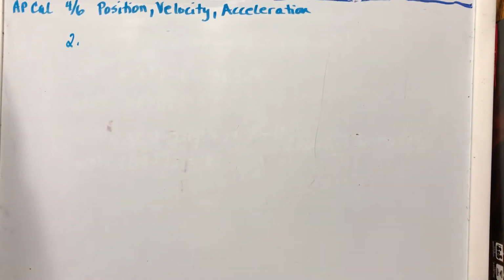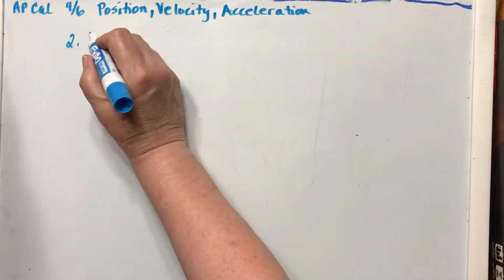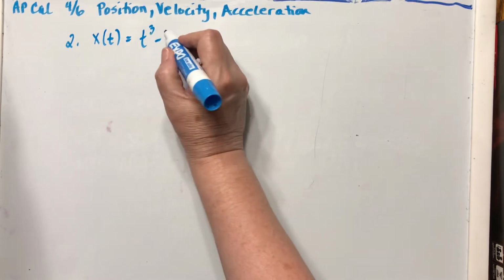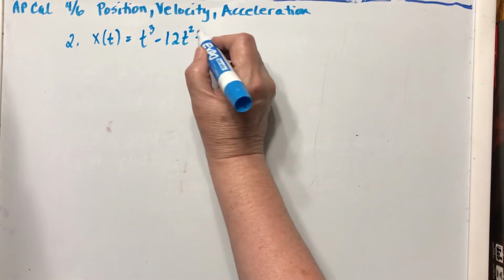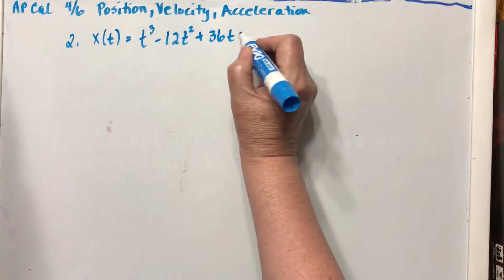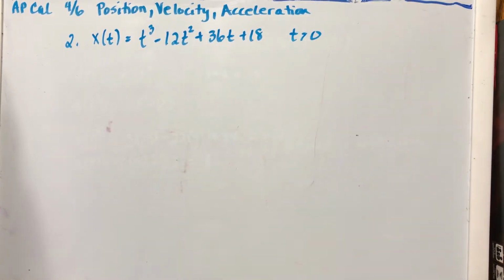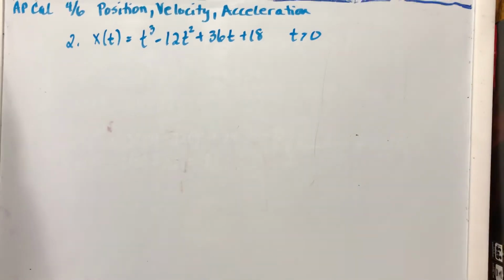Let's see, if the position function of a particle is given by x of t equals t to the third minus 12t to the second plus 36t plus 18, where t is greater than 0. Usually they're talking about time, a positive time frame. You usually don't go back in time. All right, part A, we want to find the point at which the particle changes direction. Well, if you go back and look at your notes, the particle changes direction whenever the velocity is 0.